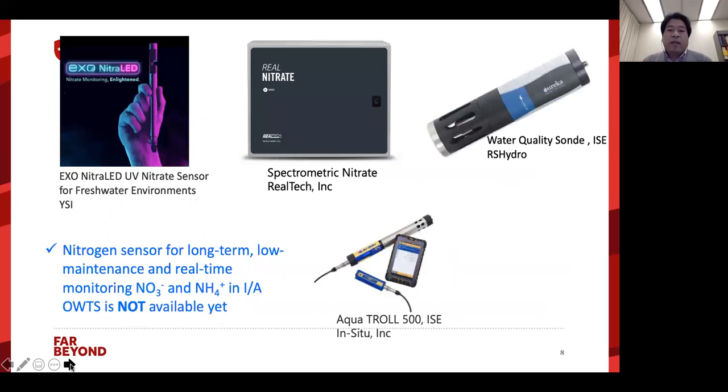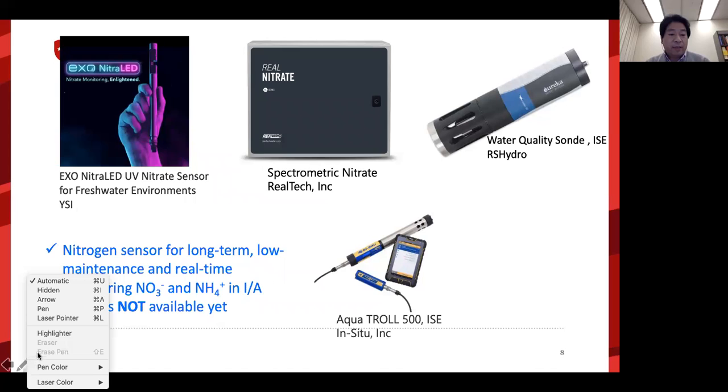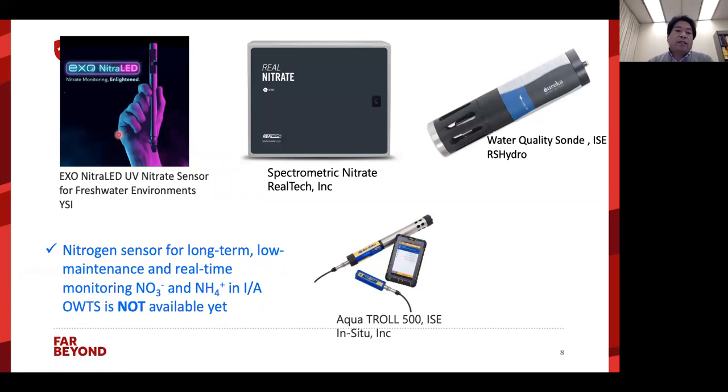So these are some examples of sensors on the market. The first one is this one. Let's use a laser pointer. This one is a newly released sensor by YSI, released last year. This is an LED sensor for nitrate measurement in fresh water. It's pretty sensitive, pretty good, and it's about $7,000 each. Again, it's for surface water, but not for wastewater measurement.